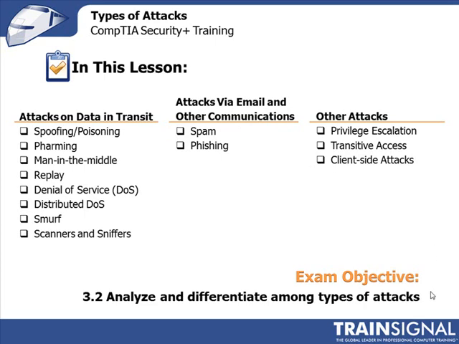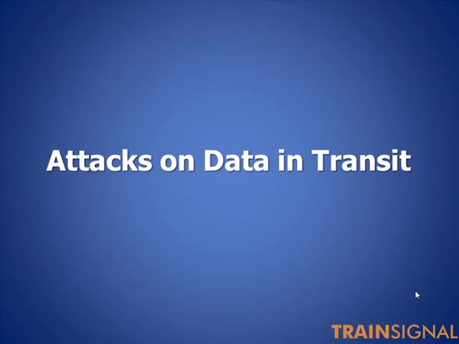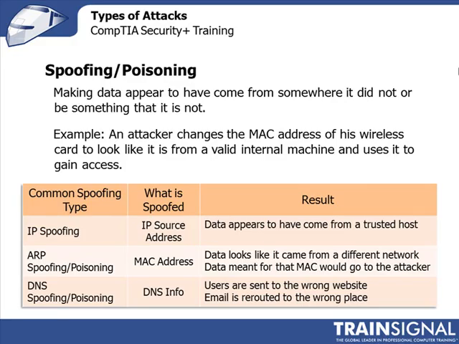So the test objective that we're going to cover in this lesson is analyze and differentiate among types of attacks. Let's do just that. And we'll start with those attacks on data in transit. And the first of those attacks that we're going to discuss is spoofing.